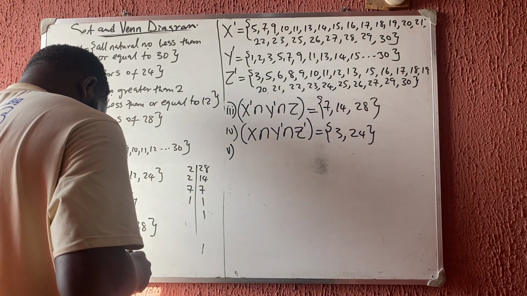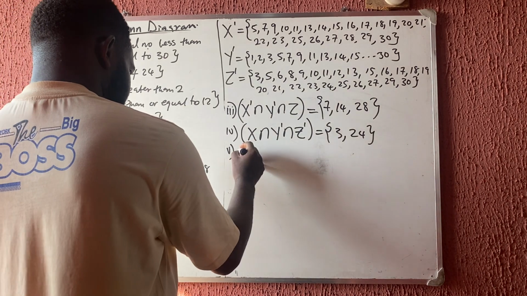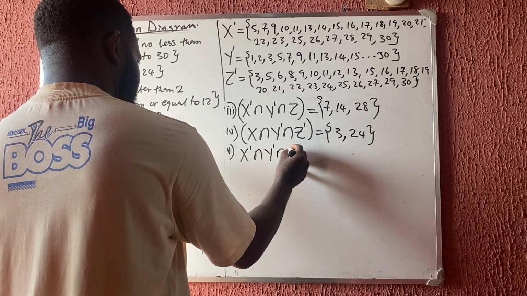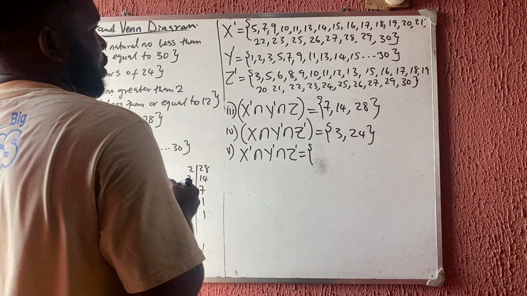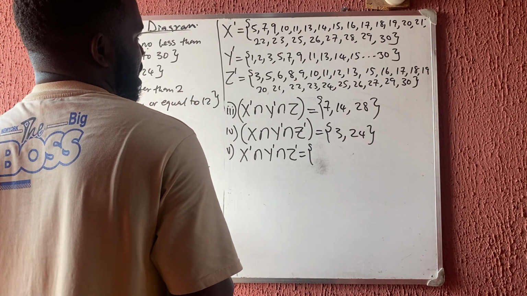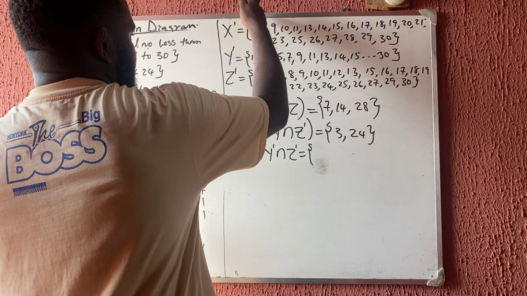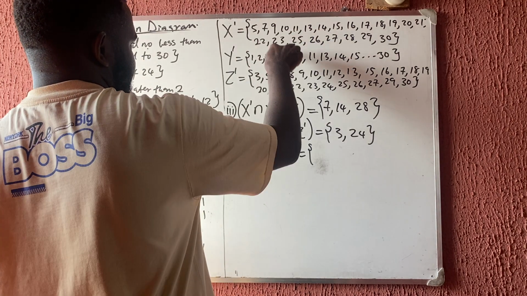So V said X prime intersection Y prime intersection Z prime. Okay, so that is what these three people have in common. So who is the smallest I can use? Who has the smallest thing that I use? Okay, let me start with this one that has 5. This one that started with 5. So I have 5, 5, and 5.